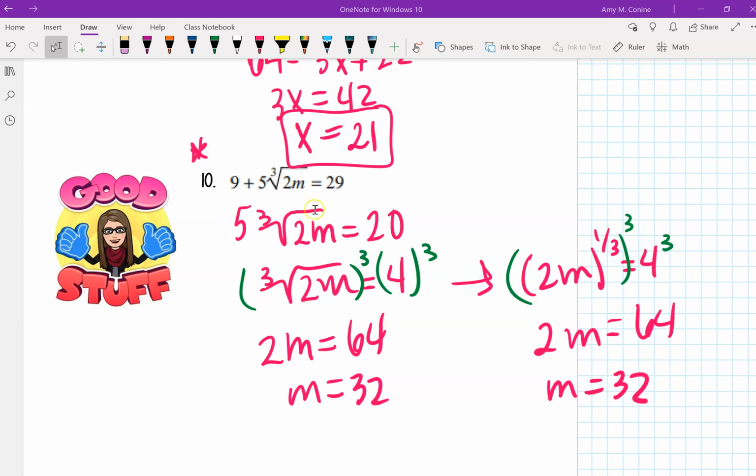So then number 10, I showed you 2 different ways you can do this because I want you to see how they relate. So now that you have the process down, you can see how they're equal. Subtract the 9 over, divide by 5. So at this point, you have the cube root of 2m equals 4. You could change that so that 2m, the whole thing, was being raised to the 1/3. Either way, you're going to raise both sides to the 3rd power. And when you do that, you get 2m equals 64, which m would then equal 32. So it doesn't matter if you do a rational exponent or a radical. Either way, you can get the same thing as long as your math is right.